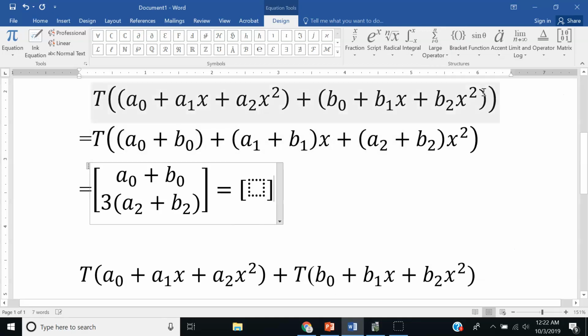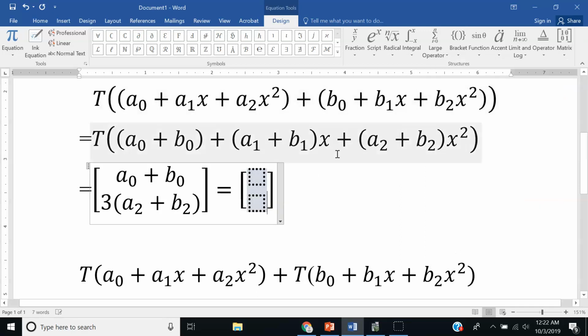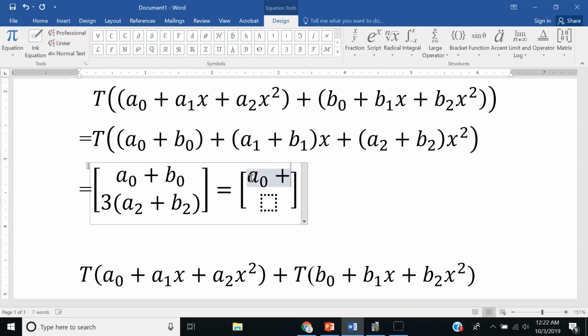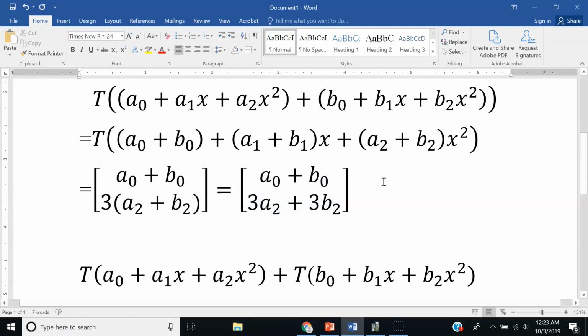So that's the vector I get out when I add, then transform. Now I'm just going to rewrite this vector just slightly. I'm going to distribute that 3 into the second entry. So it's going to be 3a2 plus 3b2. All right, because I kind of know what's going to come. So there you go. When you add first, then transform the result, you get this.